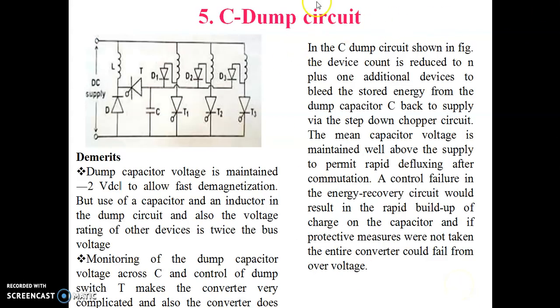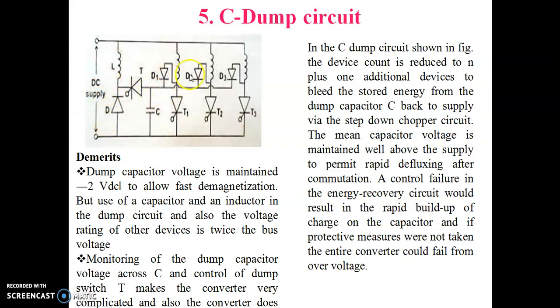And let us come to the fifth type, which is nothing but the C-dump circuit. Now this is a circuit diagram of the C-dump circuit. So this circuit diagram consists of 3 switching devices and 3 diodes. In addition to these 3 switching devices, we have an additional switching device commonly used, which is the thyristor T, and an additional diode commonly used, which is D.